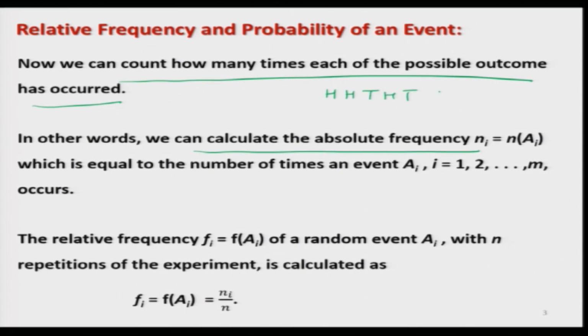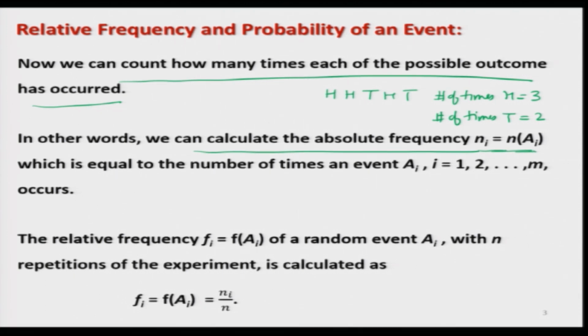So, now the number of times head is occurring, this is 3. So, this is the absolute frequency of the occurrence of head, and the number of times the tail is occurring, this is 2. So, the absolute frequency of occurrence of tail here is 2. So, this is what we mean by absolute frequency. We denote this as Ni, which is a function of Ai.